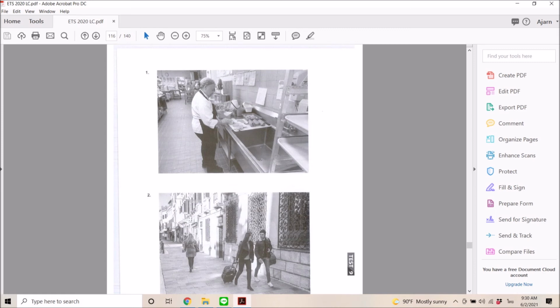Number 74. Where does the speaker work? Number 75. What does the speaker want to purchase? Number 76. What does the speaker imply when she says, "The budget meeting is on Monday, right?"